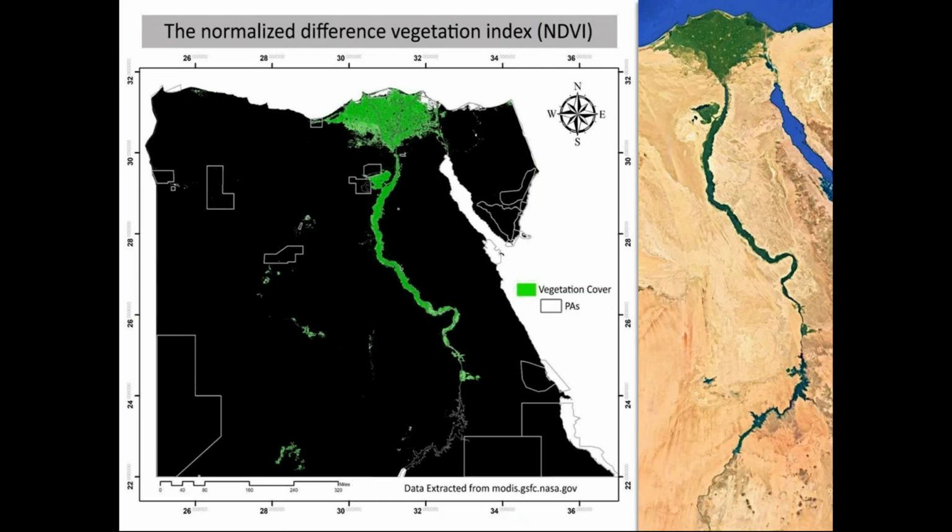These are satellite maps that produce the vegetation cover all over Egypt. You will notice that all vegetation cover is concentrated along the River Nile, where the water is available. The other sites are mountain and desert areas. Next slide, please.